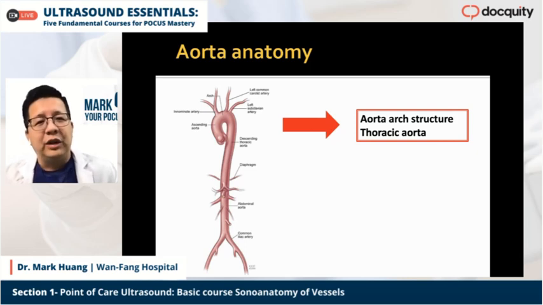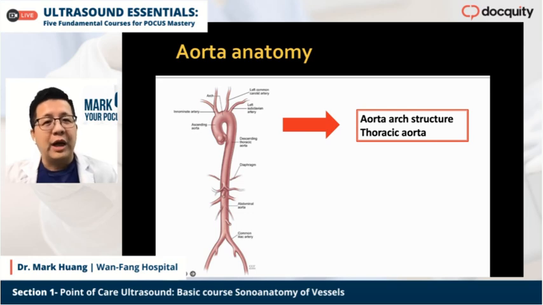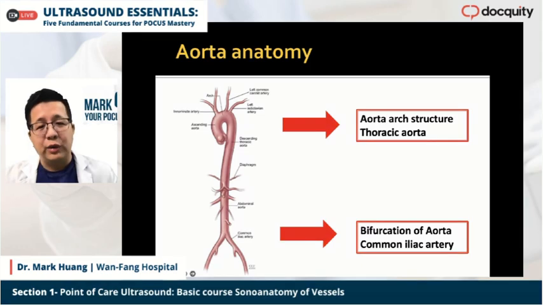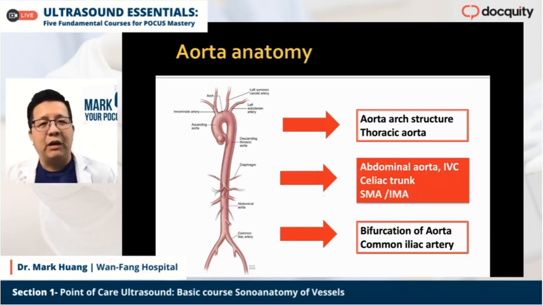But you need to think about whether you can screen the aortic arch or the thoracic aorta. Actually, it's a little bit difficult, but if you have the appropriate probe, we can do it. But most of us can do this: you can screen your aorta in zone 3, I mean the lower zone, the bifurcation of the aorta and the common iliac artery. And of course, our major target is to scan the abdominal aorta, IVC, the celiac trunk and the SMA.